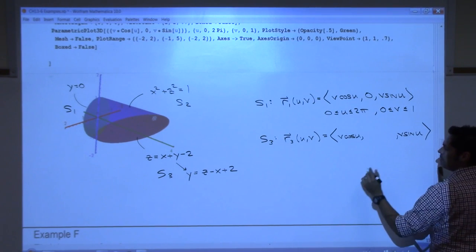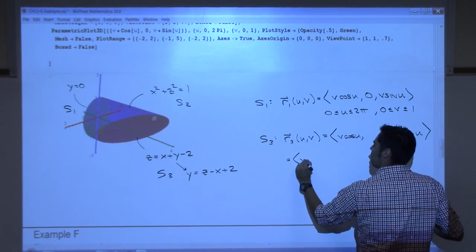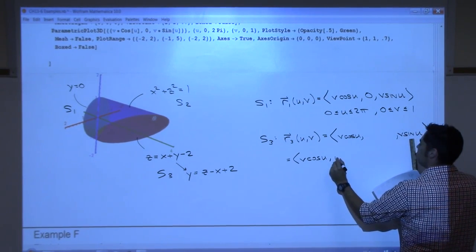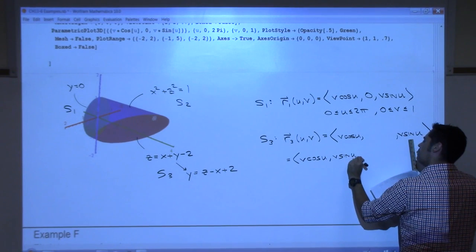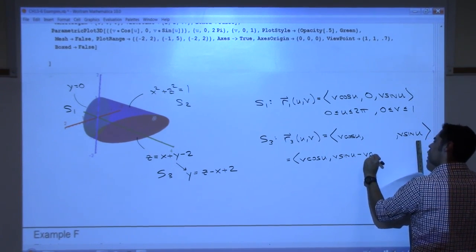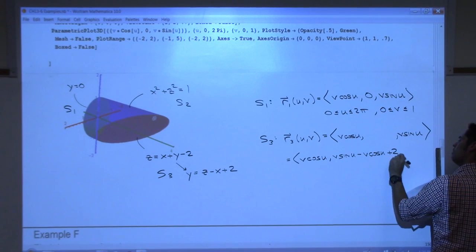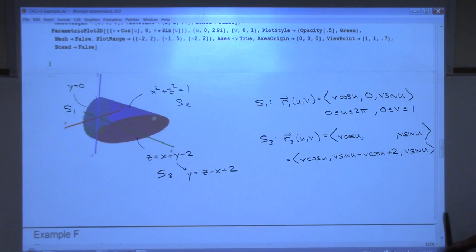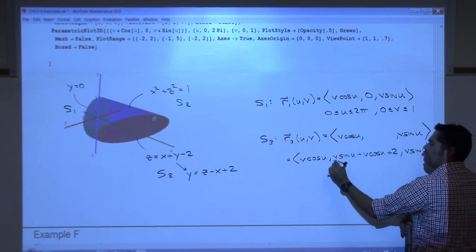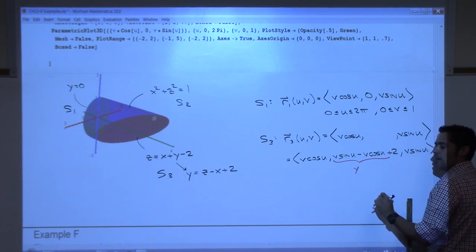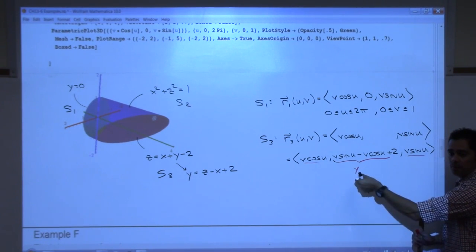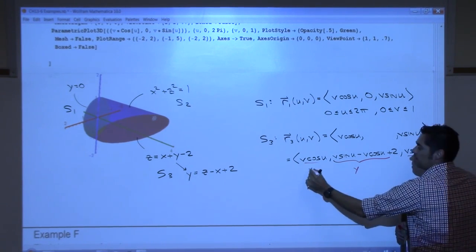So right in here, I'm going to need a little more space. This should be v cosine u. That's the x. The y is v sine u minus v cosine u plus 2. And then v sine u. Do you all see that? To determine my y coordinate, I have to refer back to my x and to my z to get my y. So this is the x, this is the z.